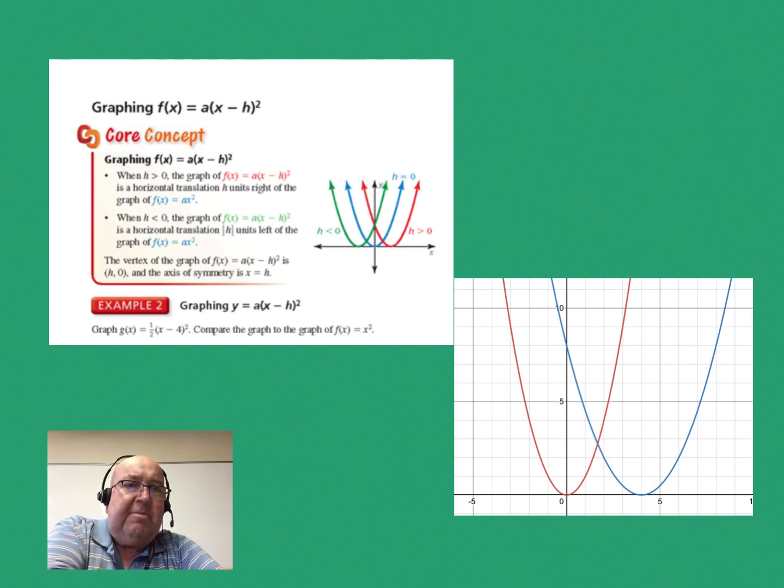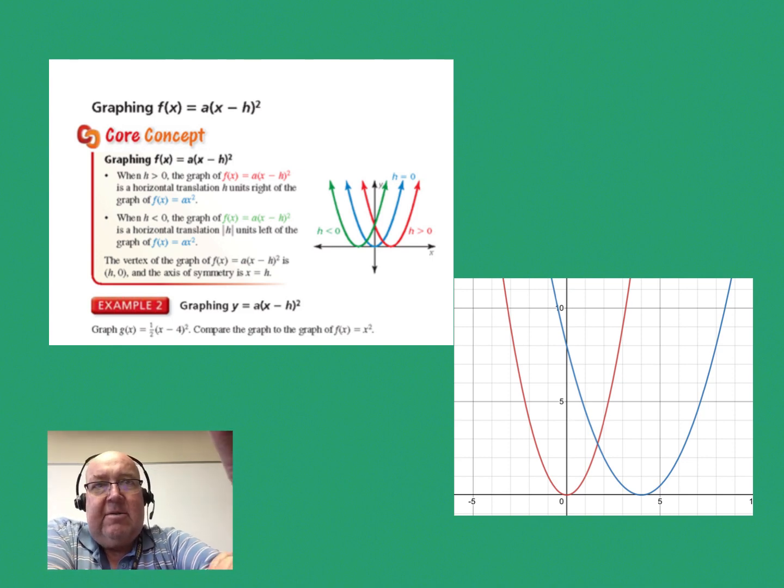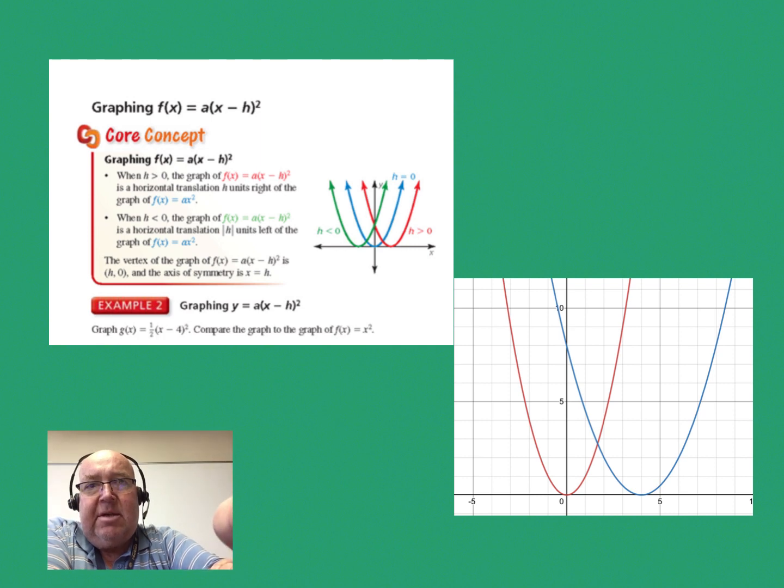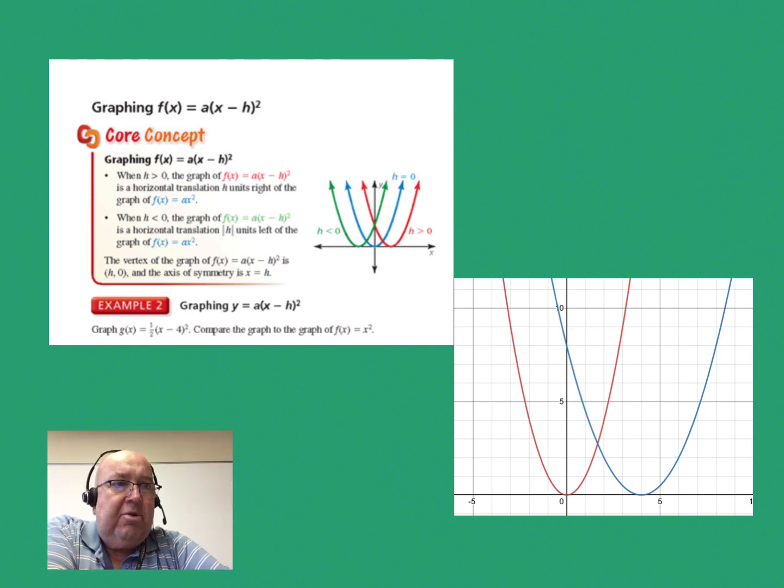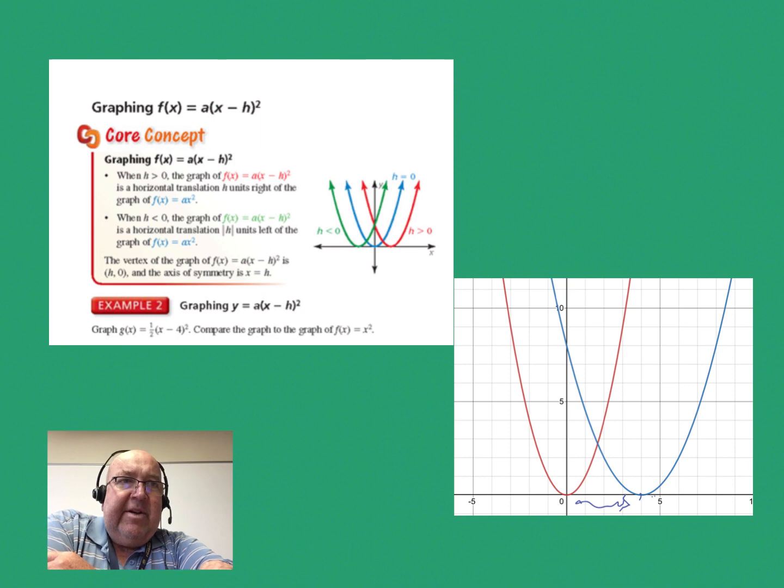looking at the two parabolas graphed here, the red parabola is y equals x squared, and the blue parabola is 1/2 times x minus 4 squared. So you see that the minus 4 actually moved the parabola to the right 4 units. Okay, so if it is minus inside, it's going to move to the right. If it's plus inside, it's going to move to the left.